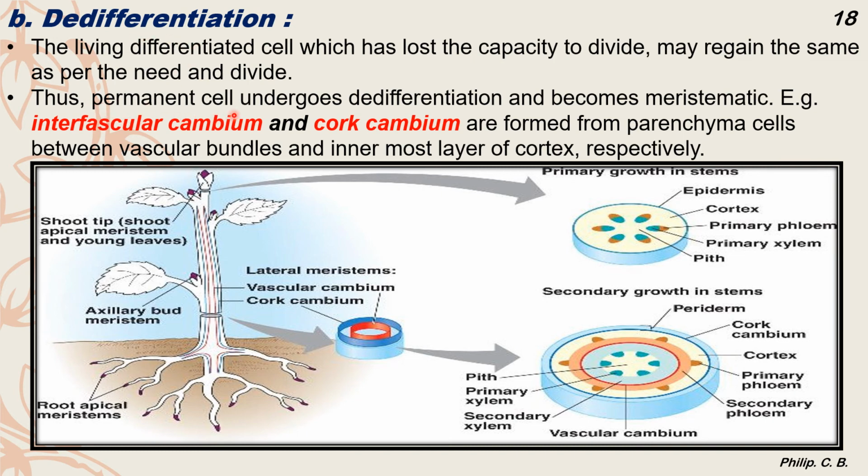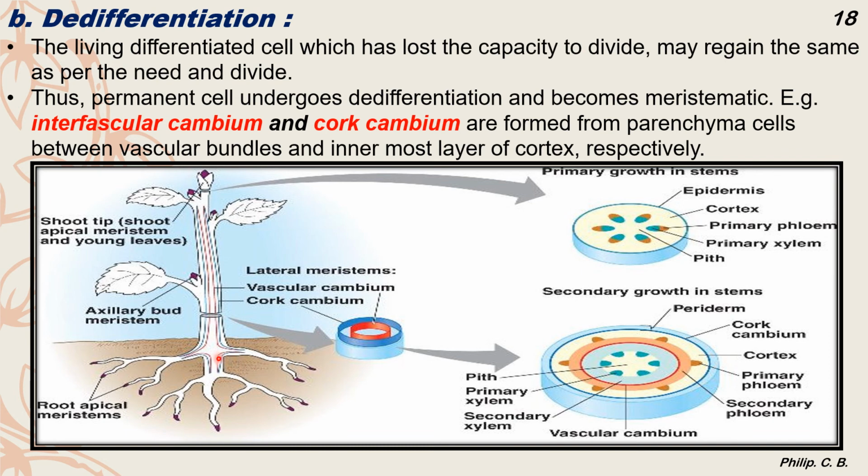Thus, a permanent cell undergoes de-differentiation and becomes a meristematic cell. As we have learned in the chapter morphology in FYJC, and as we are learning here, the meristematic cells usually divide and redivide. But once they divide and redivide to form any organ, they become permanent. But here, these permanent cells further undergo de-differentiation and become meristematic cells. Example, interfascicular cambium and cork cambium are formed from parenchyma cells between vascular bundle and innermost layer of cortex respectively. To understand this concept, again I have posted an image over here.